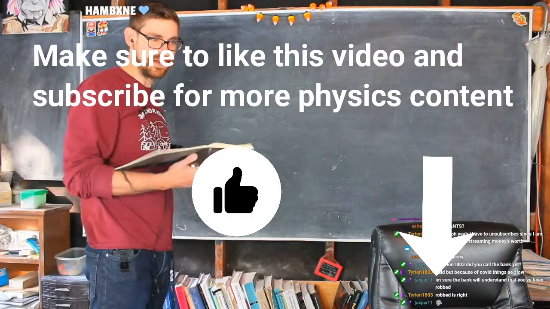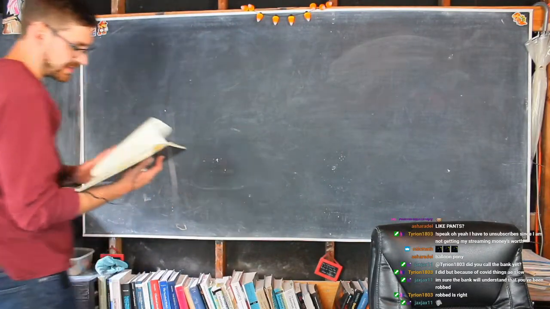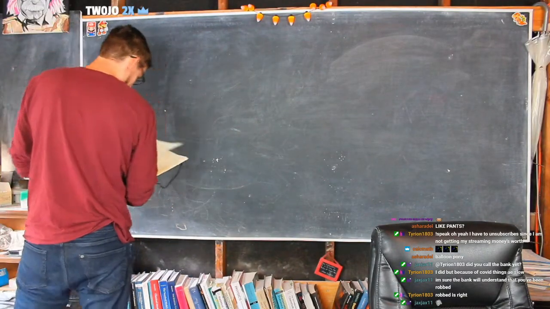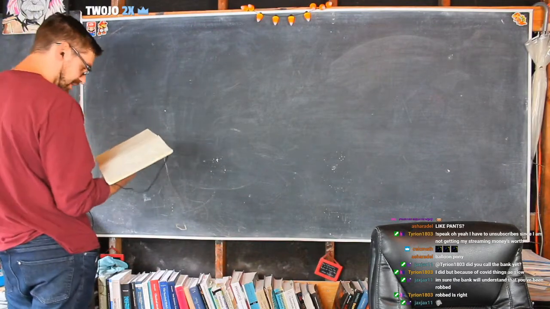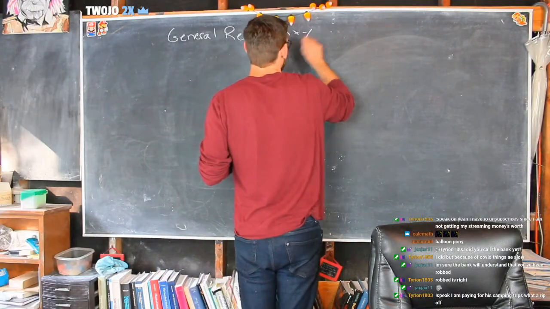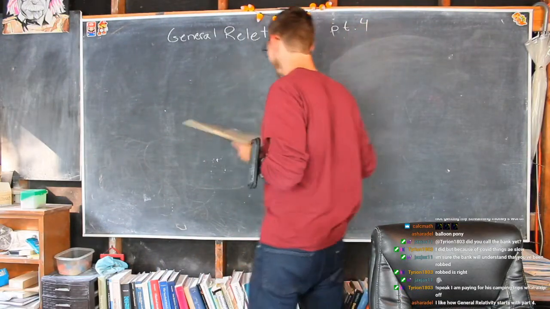General Relativity Part 4. We are going to talk about everything tensors. Well, not everything tensors, but a lot of things tensors. General Relativity Part 4.